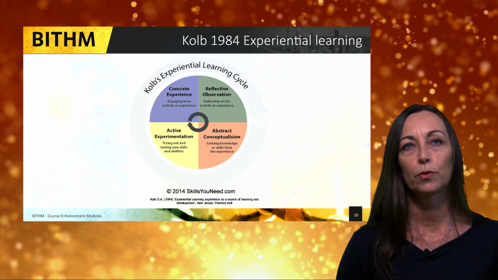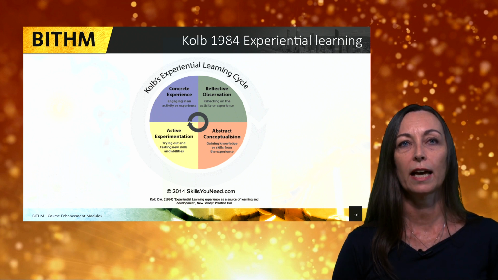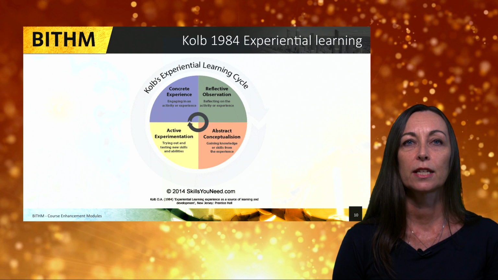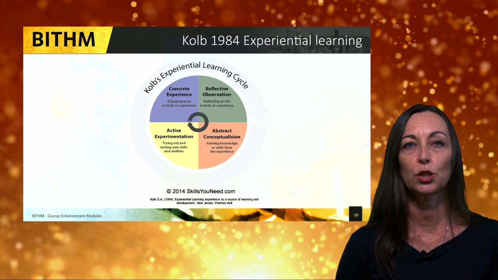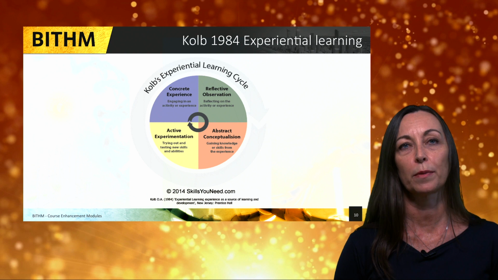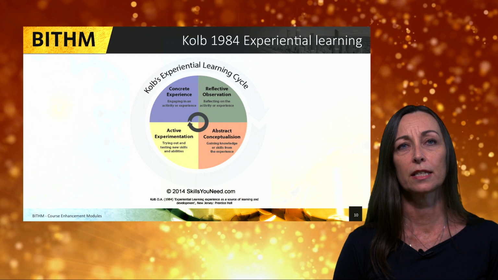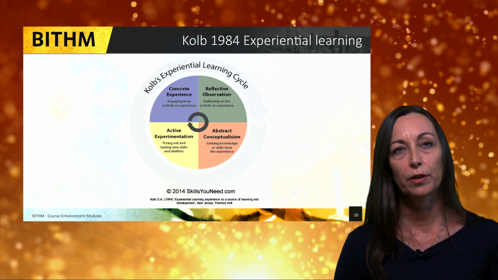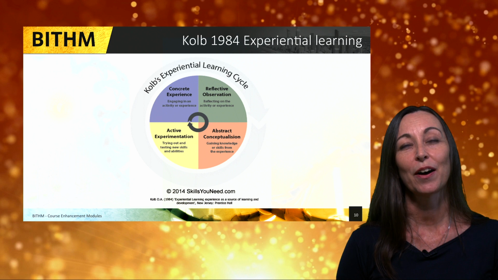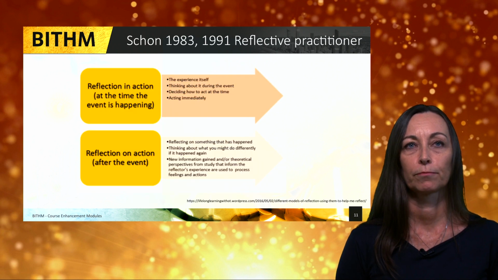Another model is Kolb, 1984, Experiential Learning Model, and it goes through a cycle of looking at a concrete experience, then reflected observation. We then try to make some abstract conceptualization around that, trying to link it in with some knowledge base or theory, and then we actively experiment with these and we go round the cycle again. Once again, this is taking it into theory to practice, or practice to theory, but it doesn't really go very deep into doing that critical practice.